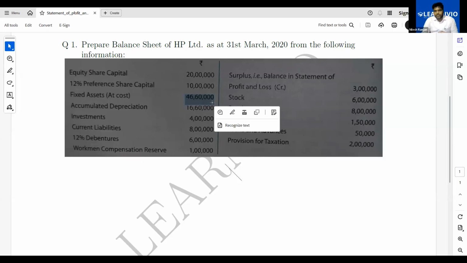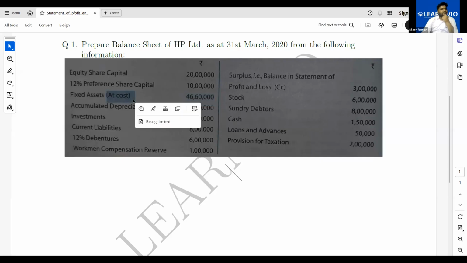It is not given here, so I'm just assuming 5 to 6 years. Over the years, it is 16 lakh 60,000, so it will be deducted from the cost of fixed assets. And it is clearly mentioned that it is at cost. So 46 lakh 60,000 minus 16 lakh 60,000.